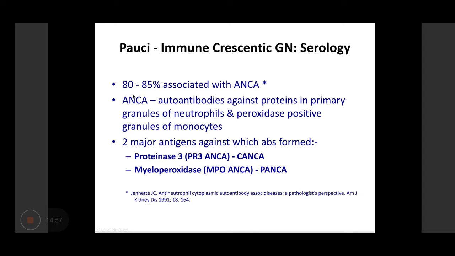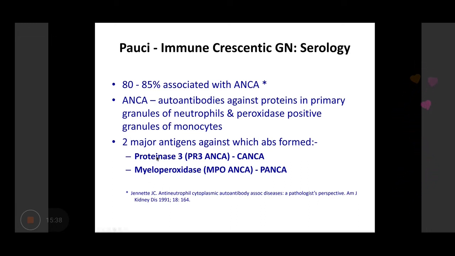So pauci-immune glomerulonephritis is basically an autoimmune disorder where autoantibodies are formed against neutrophil components, called ANCA. ANCA, the full form, is anti-neutrophil cytoplasmic antibodies. These antibodies are formed against proteins in the primary granules of neutrophils and peroxidase positive granules of monocytes. There are predominantly two major groups of antigens. One is proteinase 3 or PR3 ANCA, and the second is myeloperoxidase or MPO ANCA.